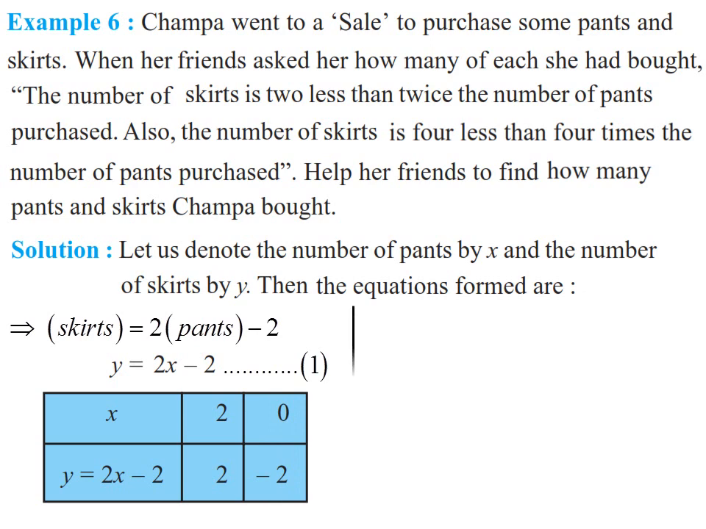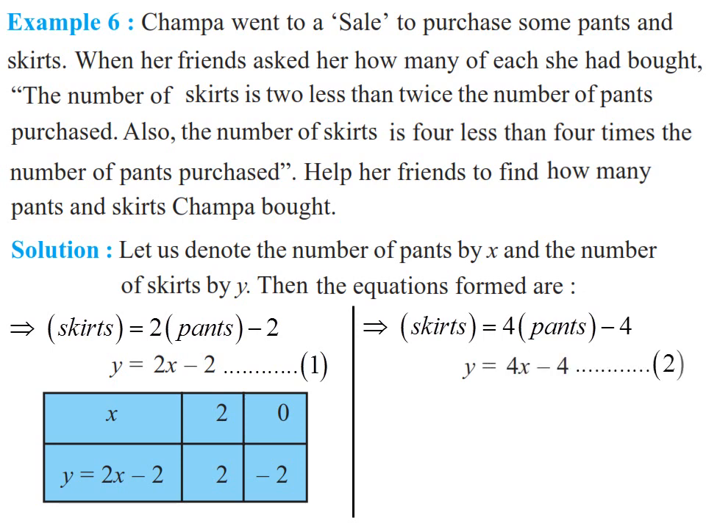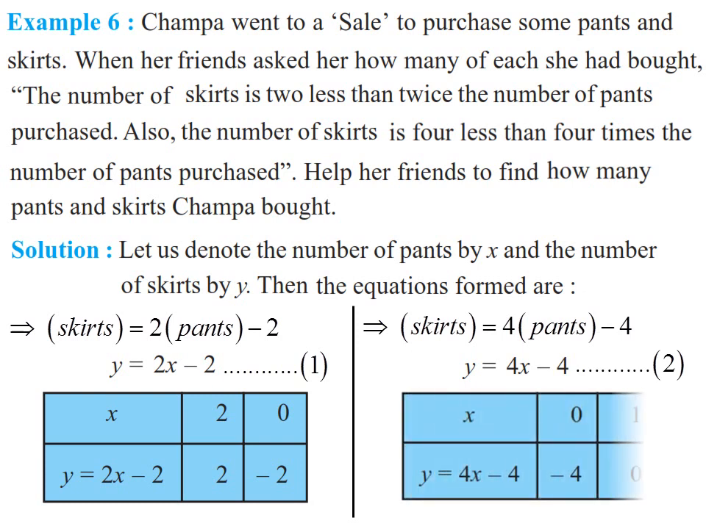Now the second condition: the number of skirts is 4 less than 4 times the pants. So skirts equal 4 times pants minus 4. Putting x and y, I will get y equals 4x minus 4. Again put different values of x and you will get different values of y. I am putting these, and I will get these two values. Now we have to plot a graph.